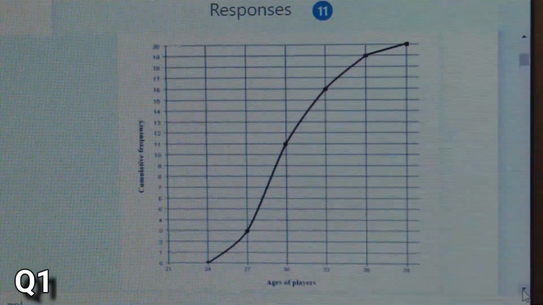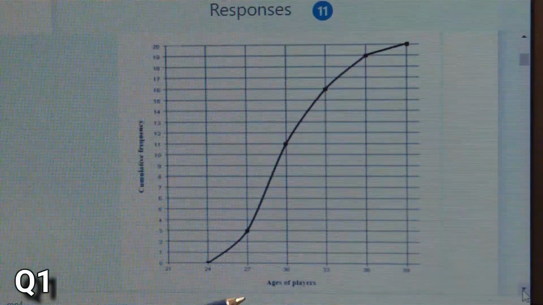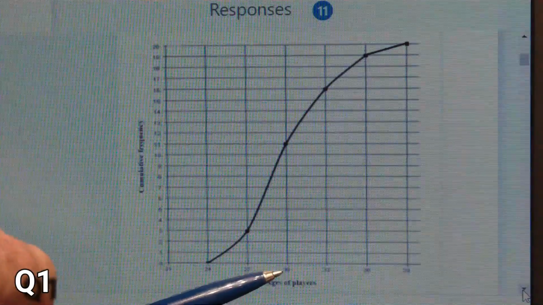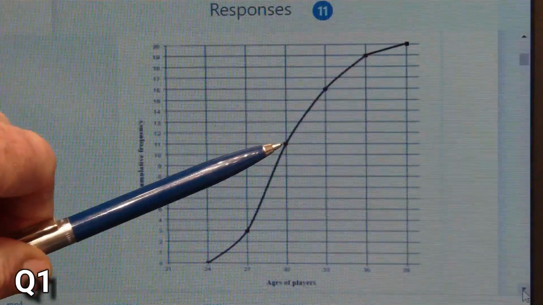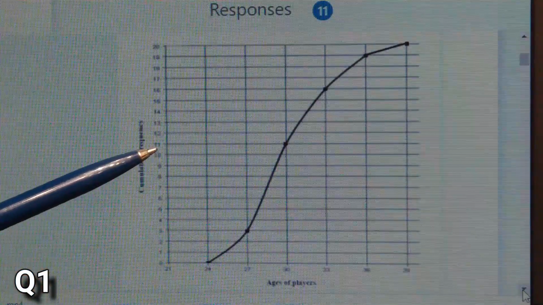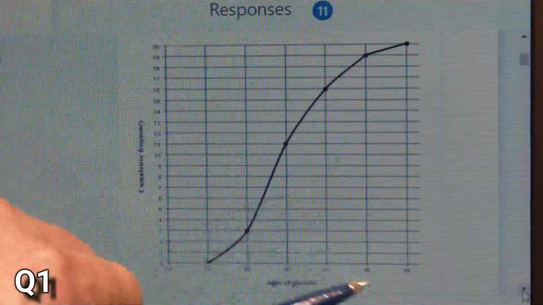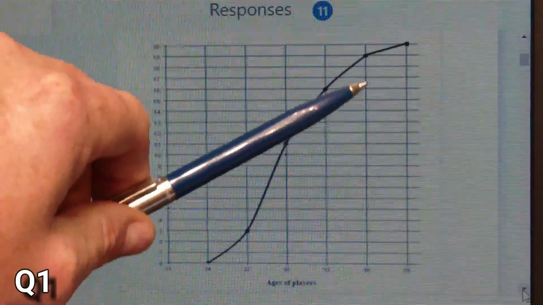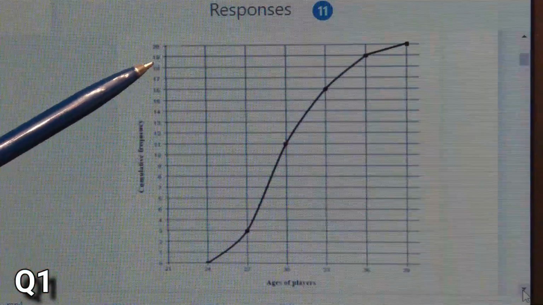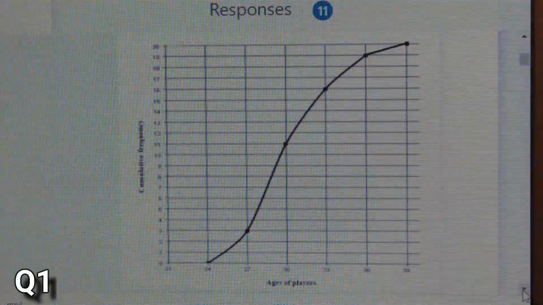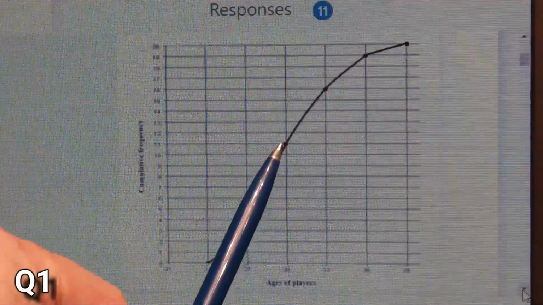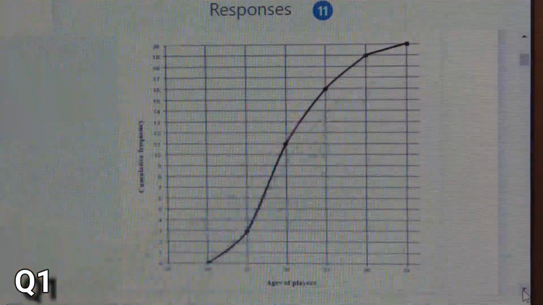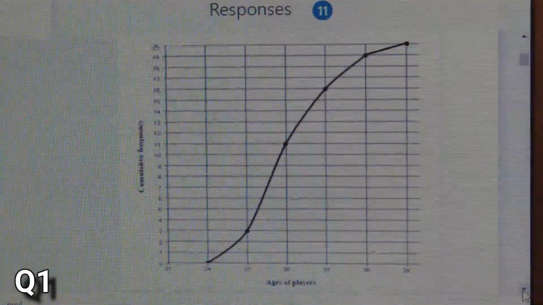What percentage of players are between the ages of 30 and 36? Well, there's 30 there, so age 30 is 11 players. And there's 36 years, which is 19 players. So the number of players between the ages of 30 and 36 is between 11 and 19, which is 8 people.